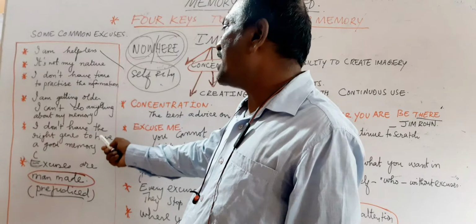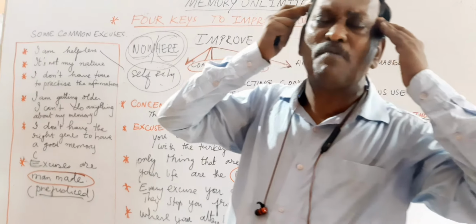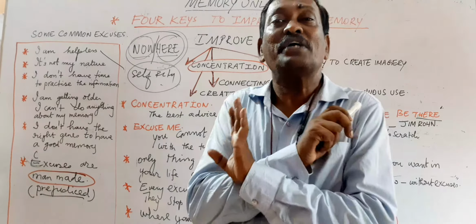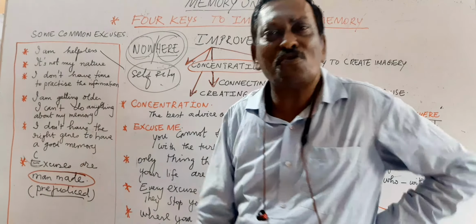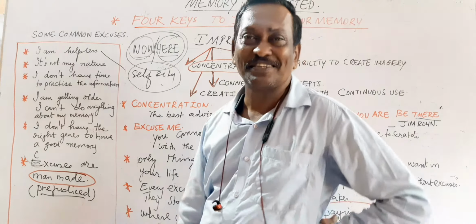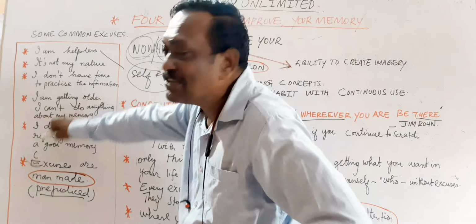Finally, I don't have the right genes to have a good memory. I am a man or I am a boy born with poor memory. I am a boy who does not have sufficient memory. No, this is again an excuse. Who told you that you don't have a good gene? Have you made a medical examination over that? Have you studied your history? No. This is a prejudice.